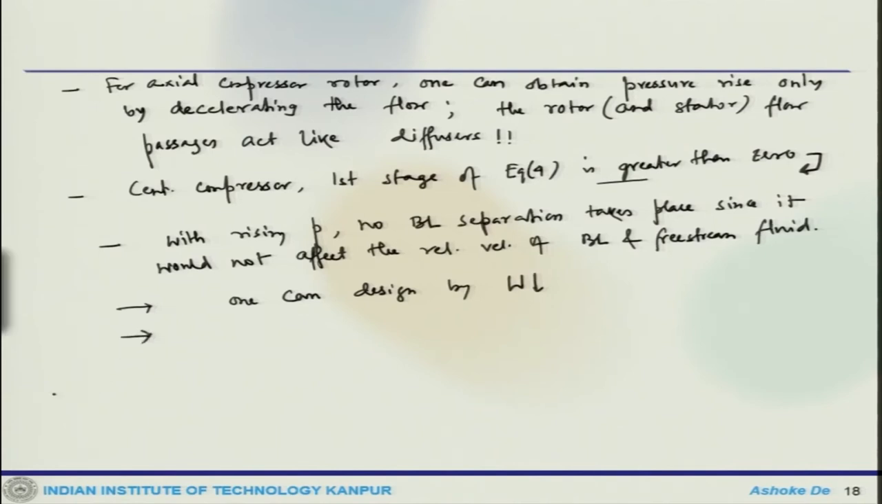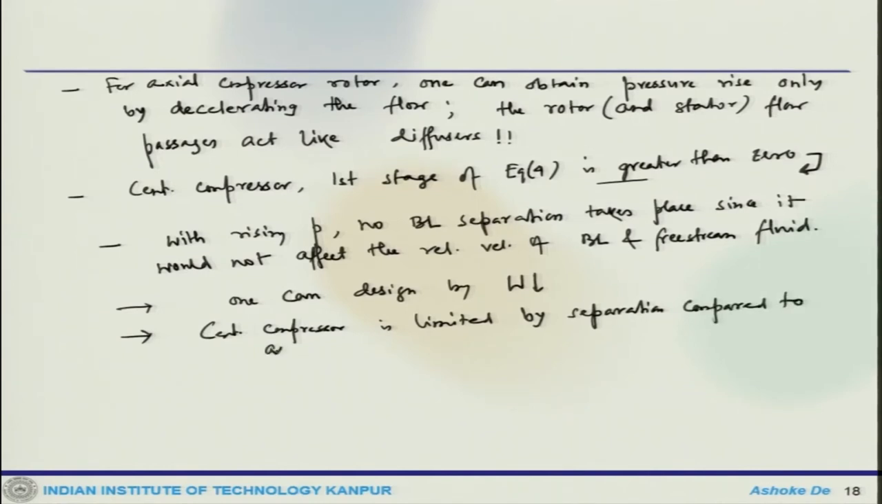It is also important to note here that the centrifugal compressor is limited by separation compared to the axial one, which means one can get a higher pressure ratio. So, that straight away explains why a single stage centrifugal compressor can get you higher pressure rise compared to an axial one.